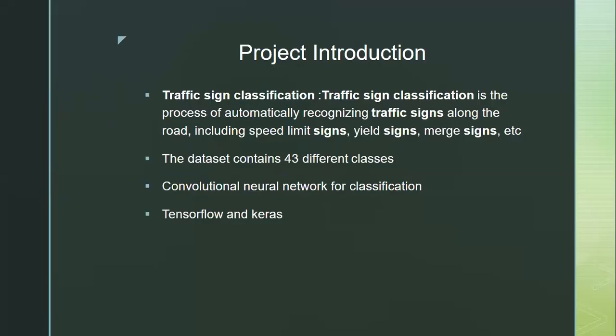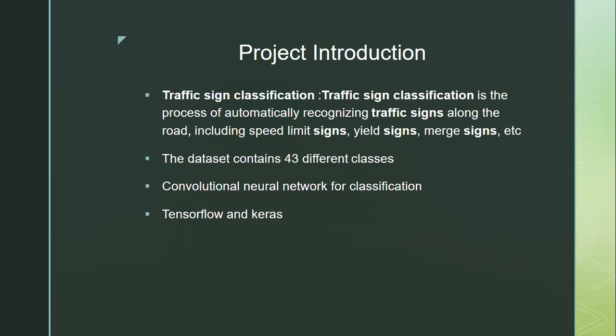So the project on which I'm going to deliver a presentation today is traffic sign classification. Let's begin with the introduction of it. Traffic sign classification is a process of automatically recognizing traffic signs along the road, including speed limit signs, yield signs, merge signs, etc. The dataset on which we are working is composed of 43 different classes, and they are all images. The size of the dataset is almost 40,000 to 50,000 images.